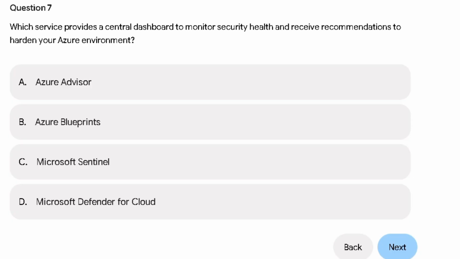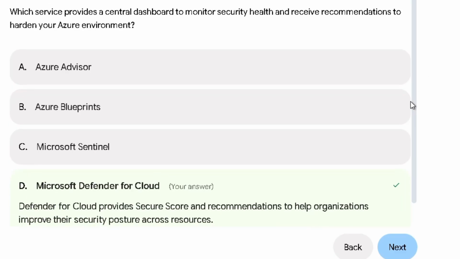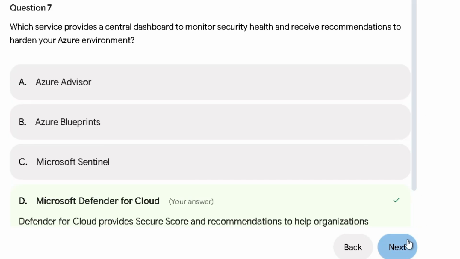Question number 7 says, which service provides a central dashboard to monitor the security health and receive recommendations to harden your Azure environment? We want to harden our Azure environment. So the correct answer is going to be Microsoft Defender for Cloud. Remember, I want to protect my cloud services the most. So Defender for Cloud provides secure score and recommendations to help organizations improve their security posture across resources.